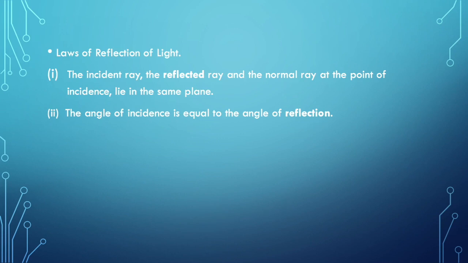Now there are some laws of reflection. Let's see them. The incident ray, the reflected ray and the normal ray at the point of incidence lie in the same plane. The angle of incidence is equal to the angle of reflection. That is, angle I is equal to angle R.